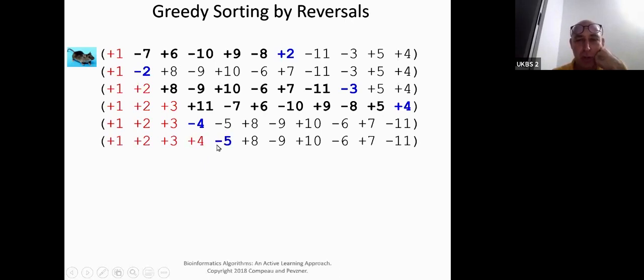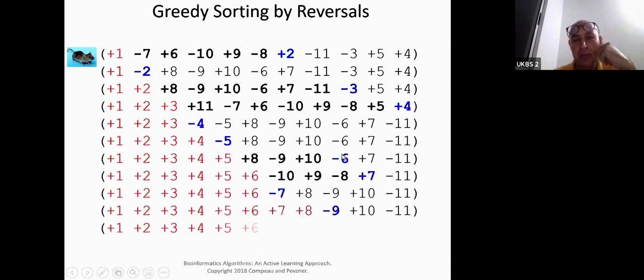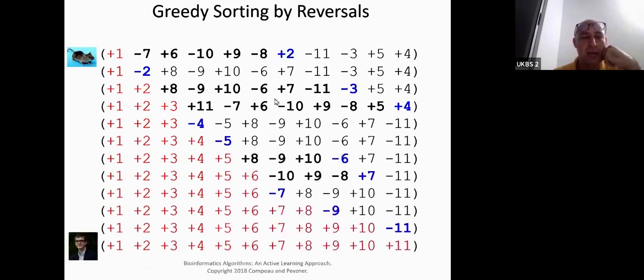Minus 5 is just in order, so what I'm looking for is 6. Minus 6 is here. And going in this way, I'm going to obtain the initial sequence 1, 2, 3, 4, 5, 6, 7, 8, 9, 10, 11.